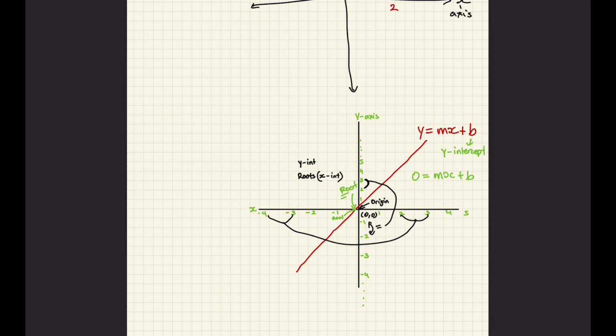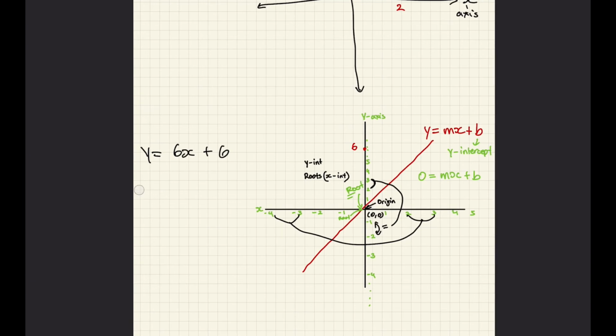Okay, let's try an example. So y equals 6x plus b, plus 6. So if we look at this graph, the y-intercept is going to be at 6. Y-intercept is at 6. Okay, so we already know that the line is going to pass that point. Now, let's also find the root. So to find the root, we make y 0 and keep the rest the same.